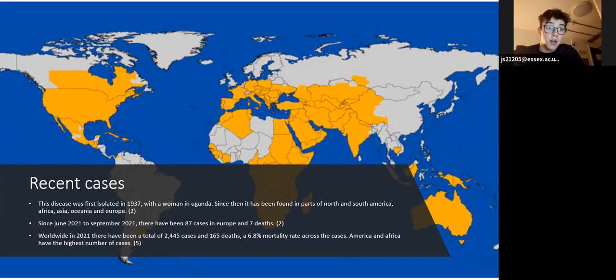And worldwide, across 2021, there's been a total of 2,445 cases and 165 deaths, which, going by the case rates, has a 6.8% mortality rate. And the cases are higher in America and Africa quite significantly.